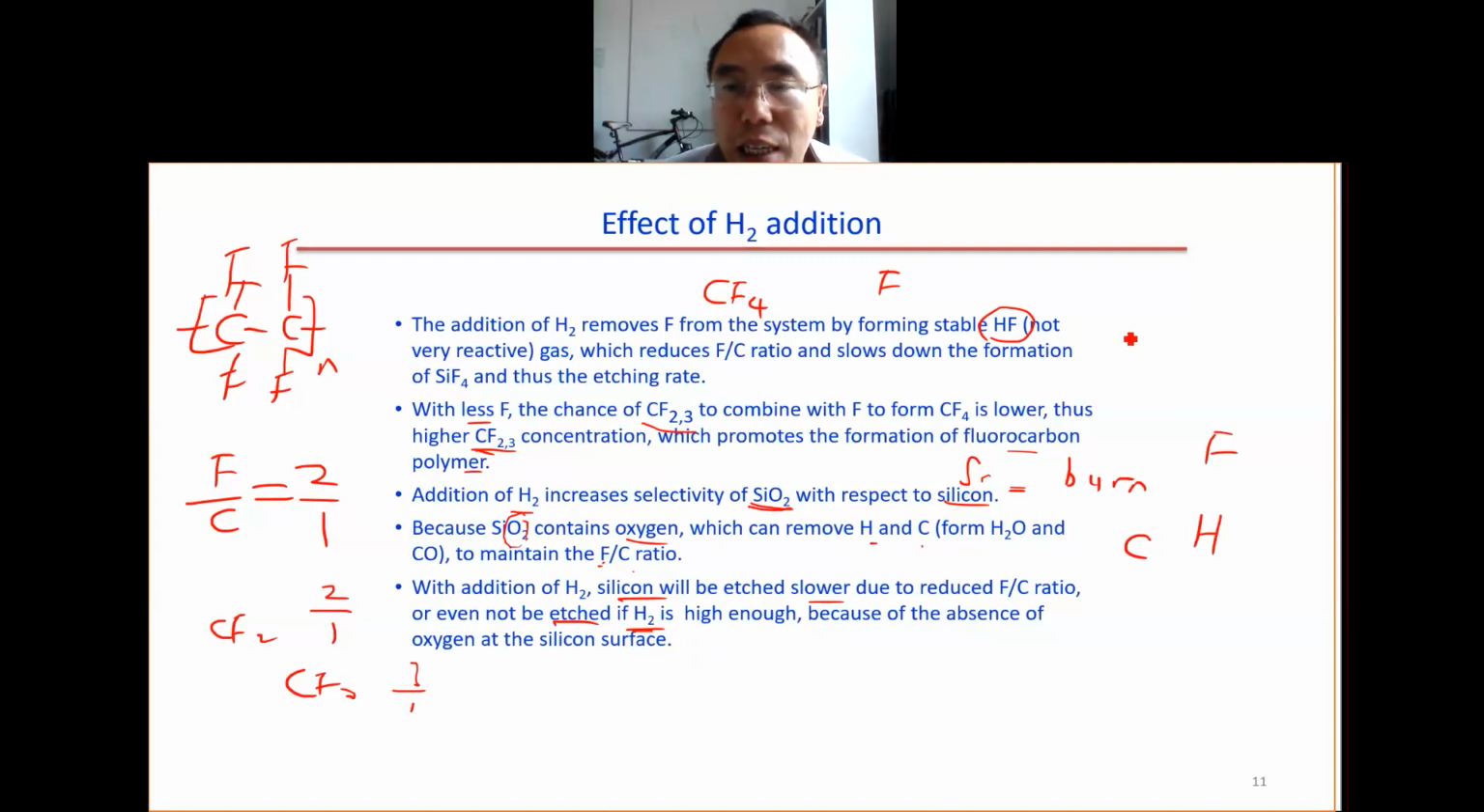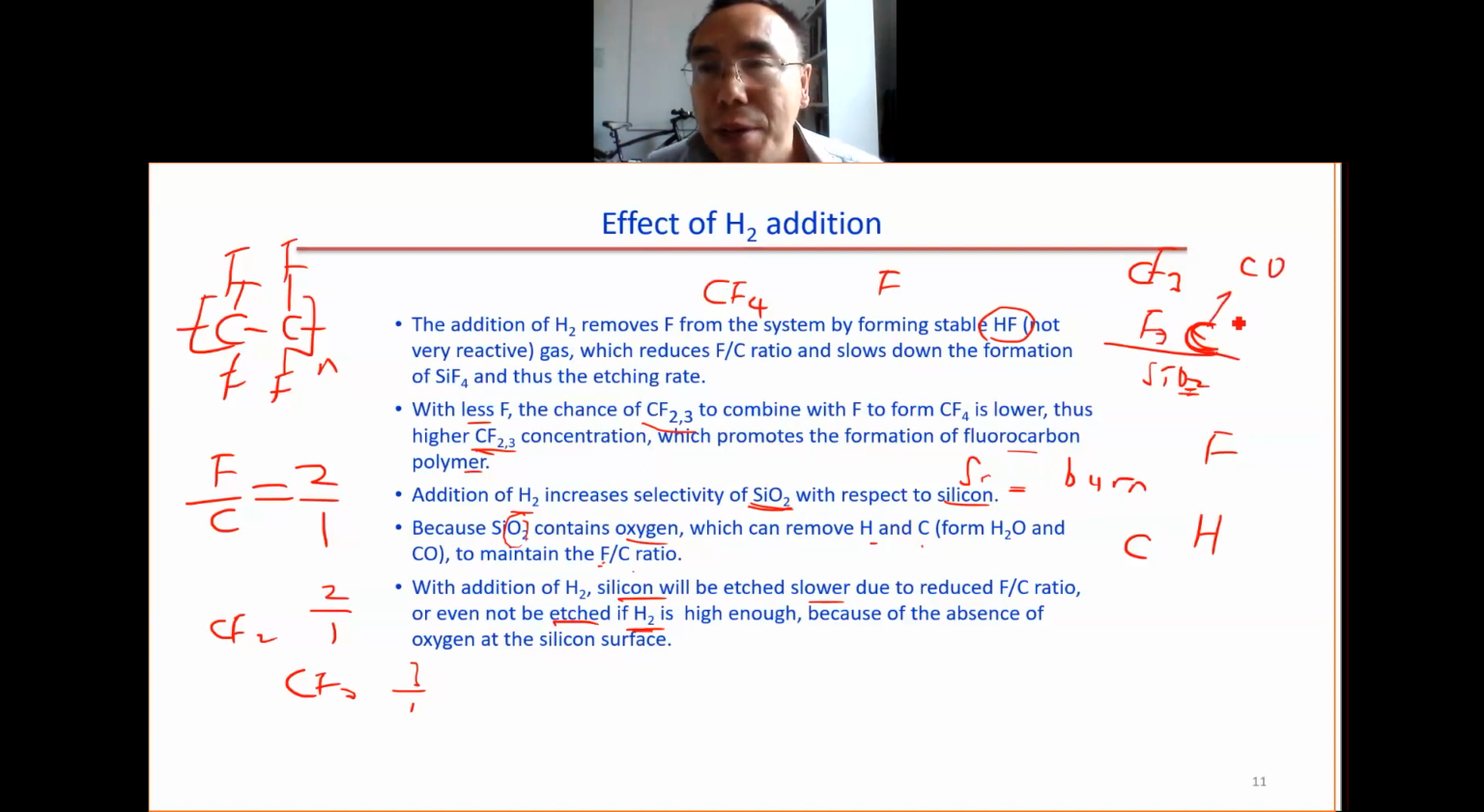So another explanation is like this. When CF3 comes to the silicon oxide surface, fluorine and carbon arrive like this. The carbon on the surface will react with the oxygen from the substrate to form CO. This way, the carbon is gone, and then the fluorine can come in.